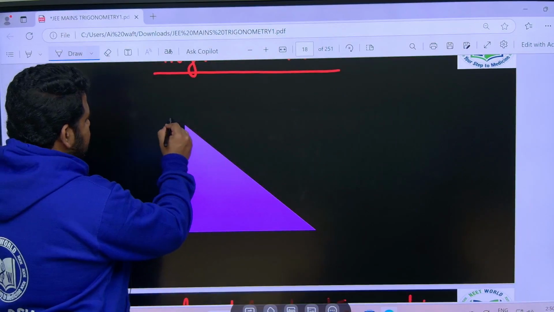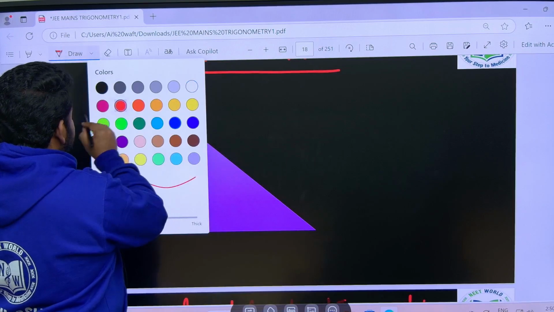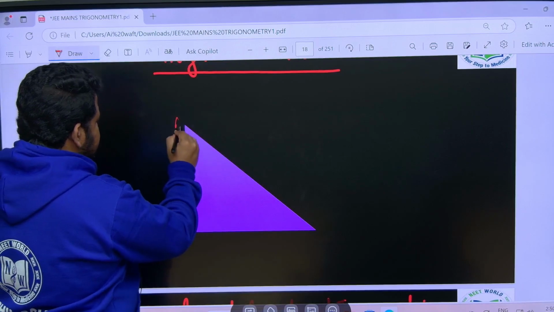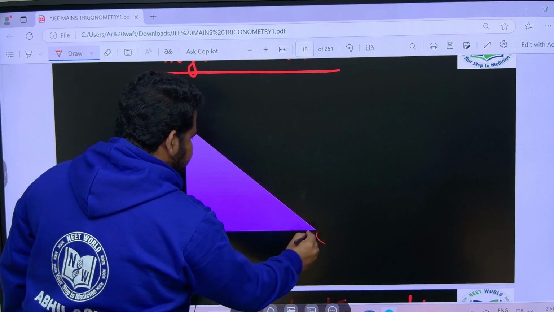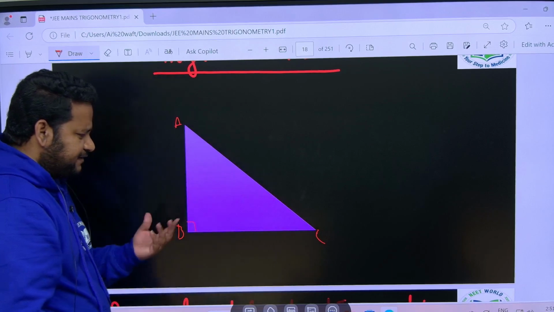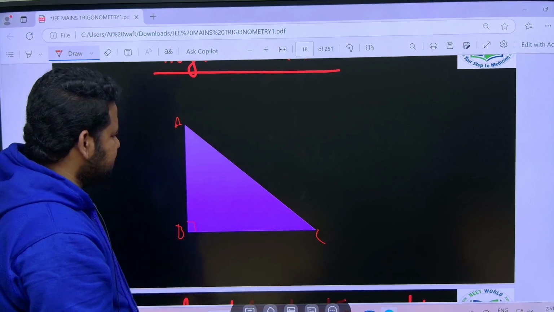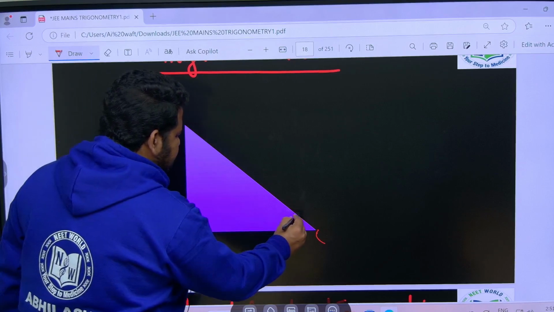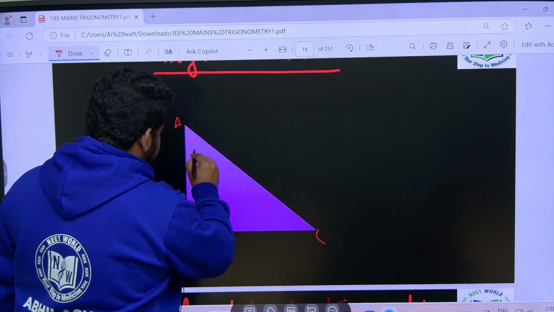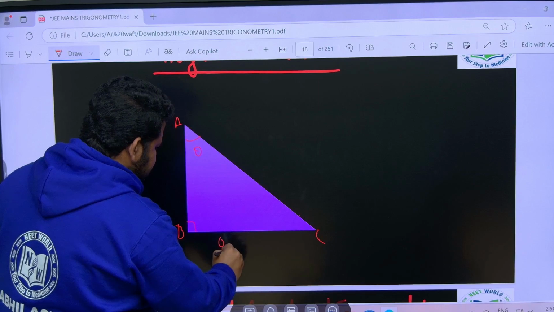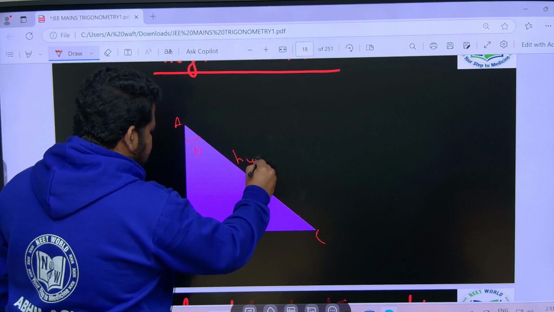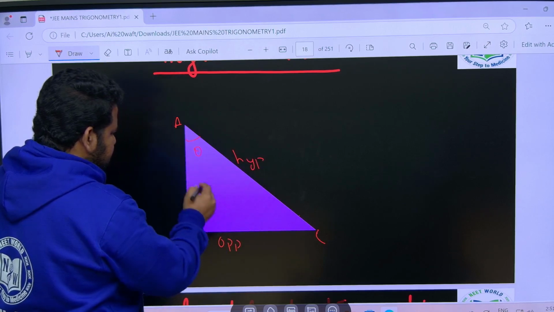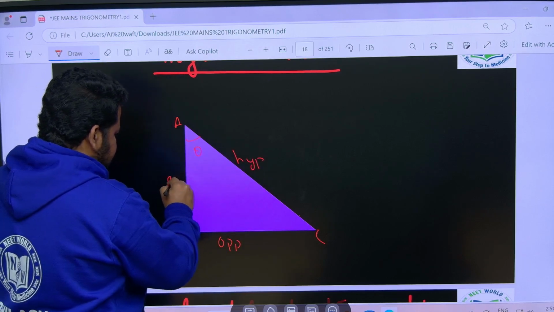Now let this represent a triangle ABC, the right angle triangle, right angle at B. When we talk about trigonometric ratios, let us revisit what you have studied in matriculation. Suppose this is theta. So this is the opposite side. What is opposite to 90 degree? This will be the hypotenuse. And adjacent to theta, this will be the adjacent side.